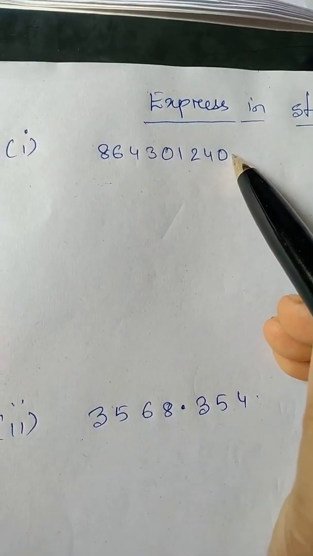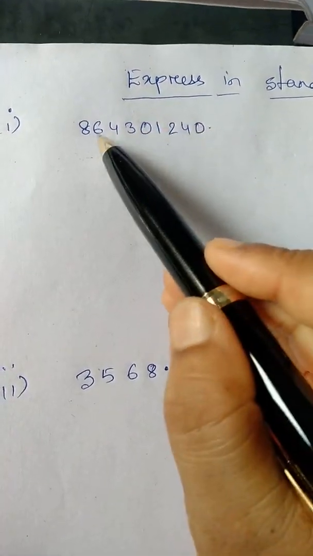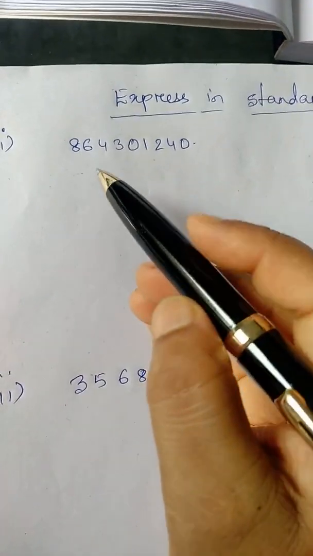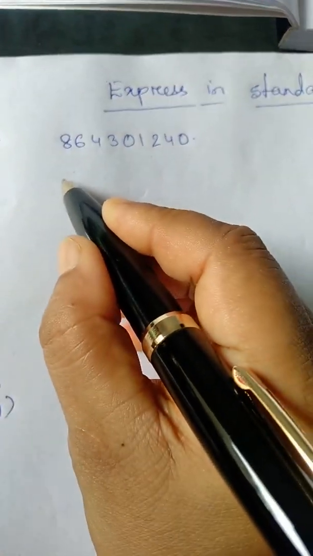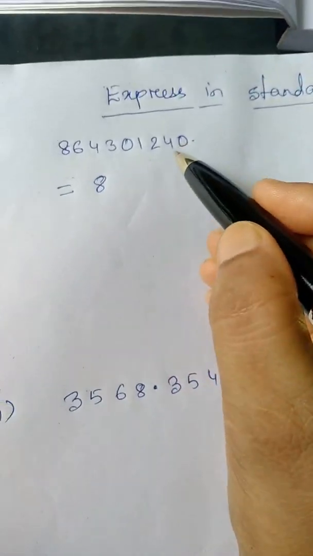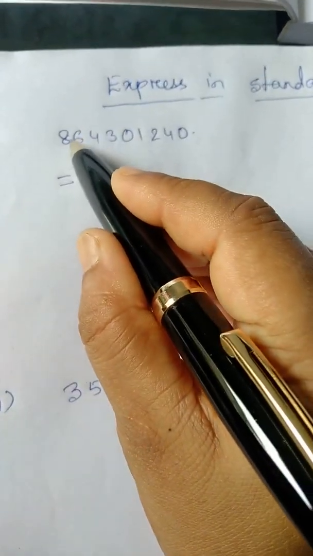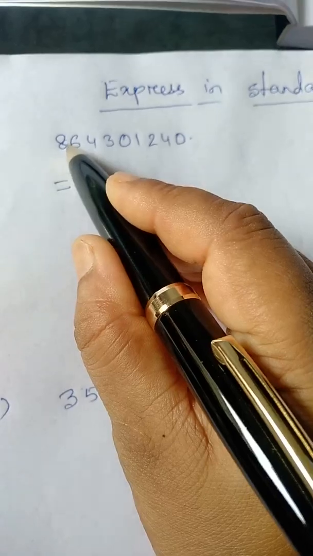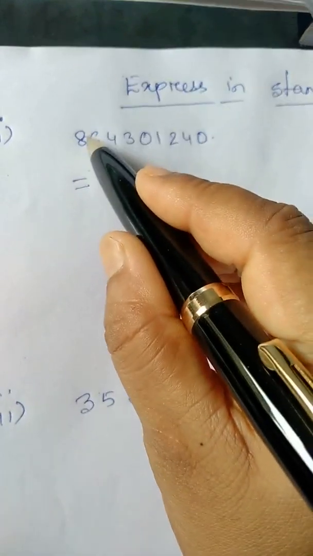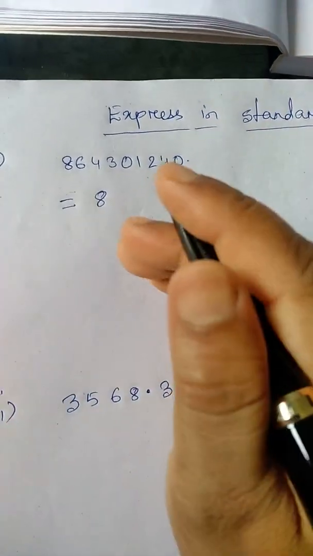Now, as I told you in the previous video, if you move the decimal to the left side, then you have to give the exponent positive. So let us see how to do it. In standard form, the decimal point must be placed after one digit. So the point should be here, and you want to bring the point here. For that, you are moving to the left side.